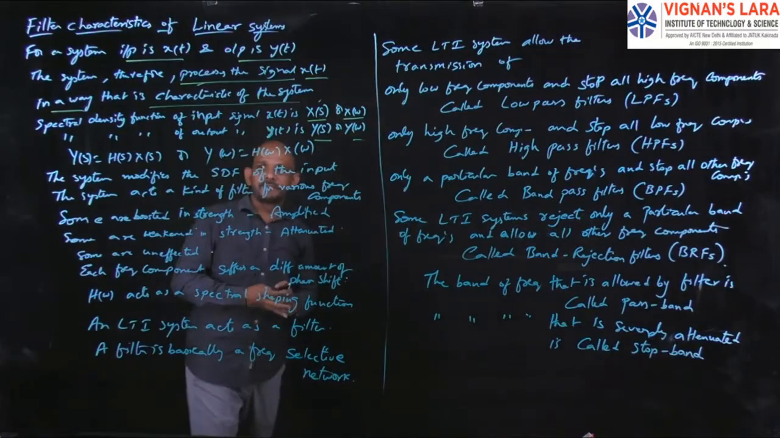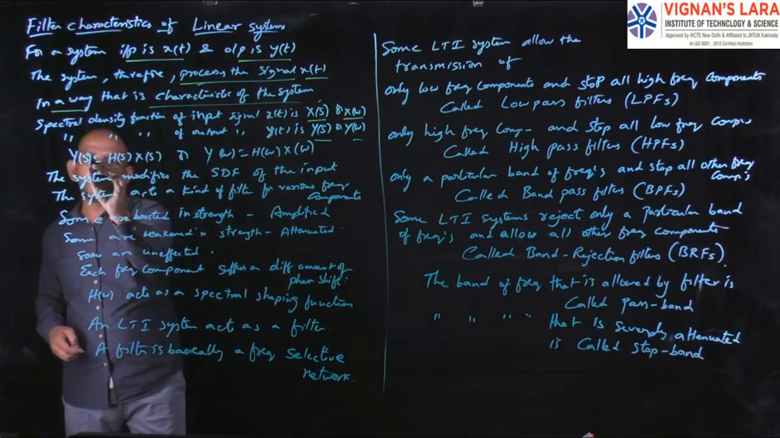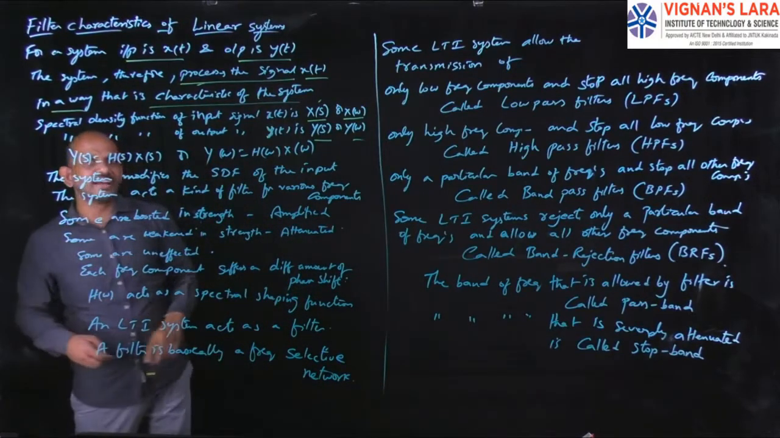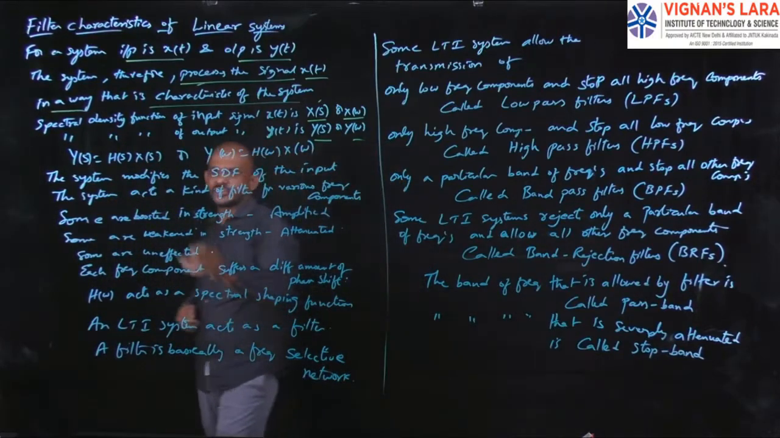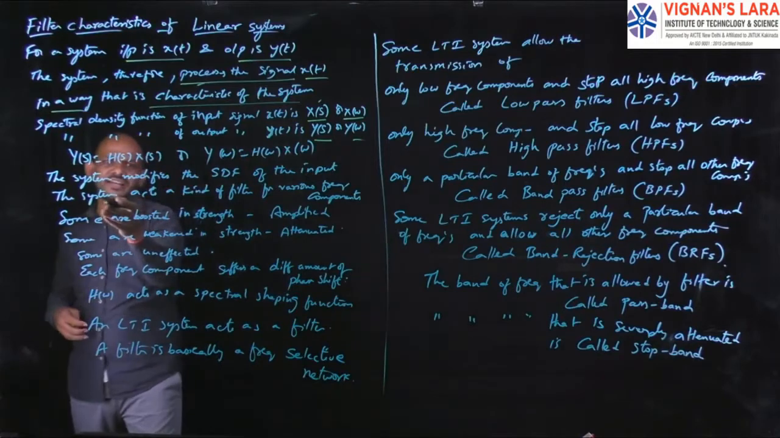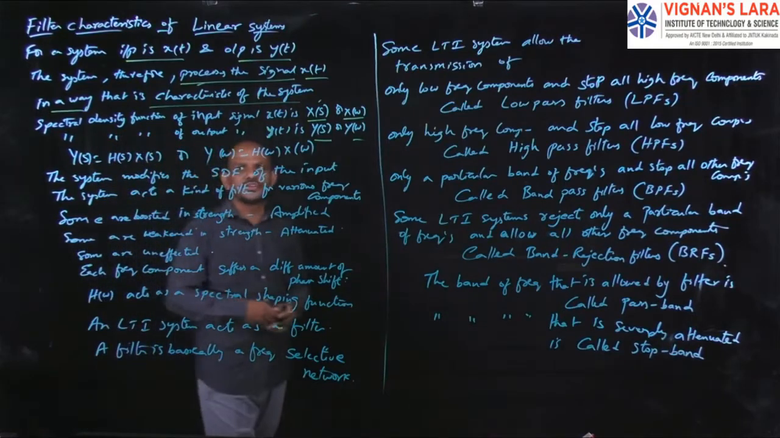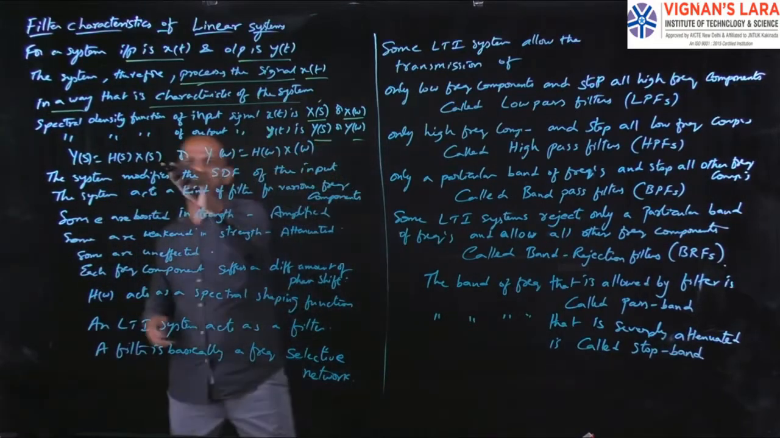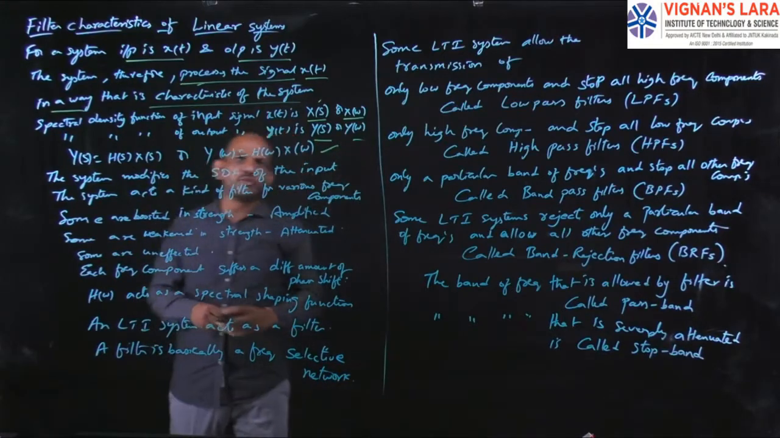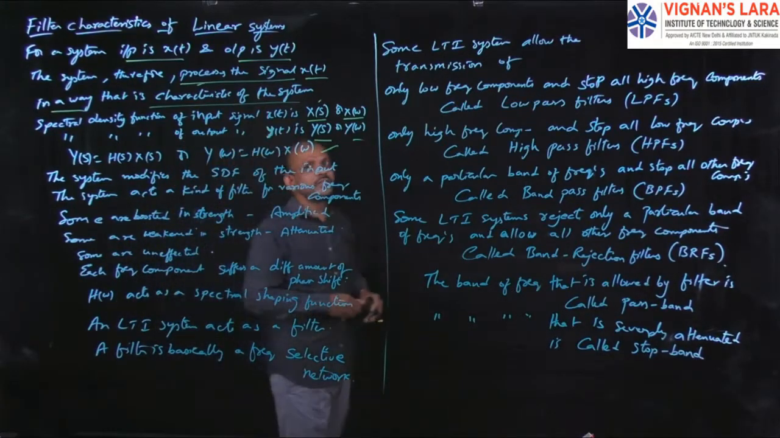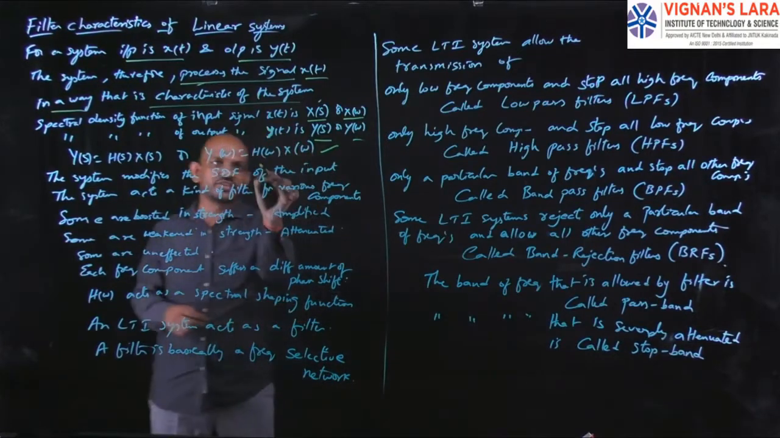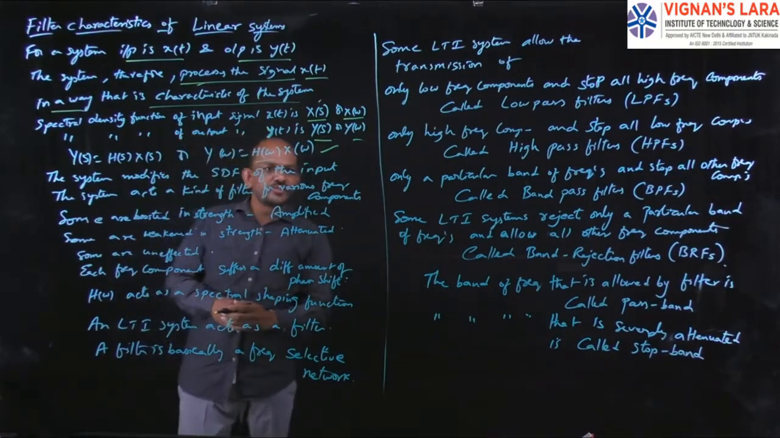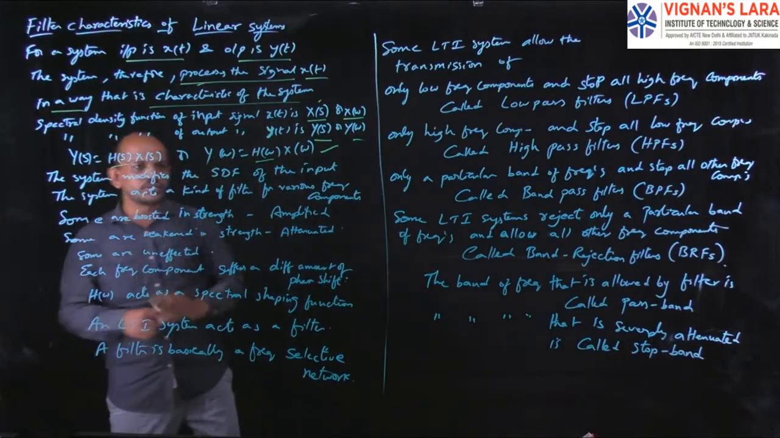Now we all know that Y of s will be equal to H of s into X of s, or the transfer function H of s is nothing but Y of s by X of s. In the frequency domain, Y of omega equals H of omega into X of omega. This H of omega is the transfer function in the frequency domain, and H of s is the transfer function in the s domain.